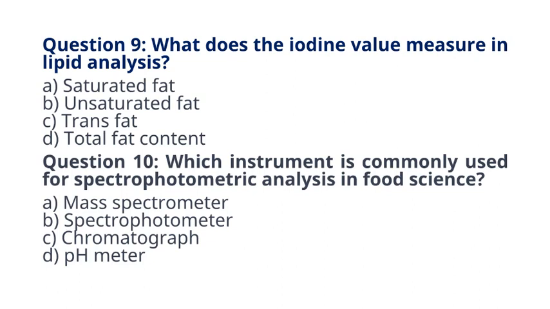Question 10. Which instrument is commonly used for spectrophotometric analysis in food science? A. Mass spectrometer. B. Spectrophotometer. C. Chromatograph. D. pH meter. The correct answer to question 10 is option B. Spectrophotometer. Explanation: spectrophotometers are widely used to measure the absorbance of light in food analysis.